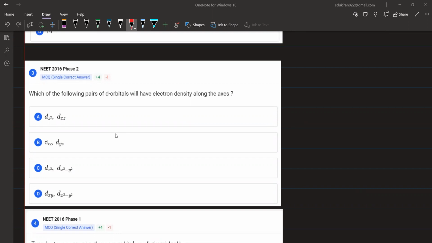Which of the following pairs of d orbitals will have electron density along the axis? I hope you remember there are two types of d orbitals. There are axial d orbitals and there are non-axial d orbitals, right? Now they're asking which of the following pairs of d orbitals will have electron density along the axis. They are asking about the axial d orbitals. What are the axial d orbitals?